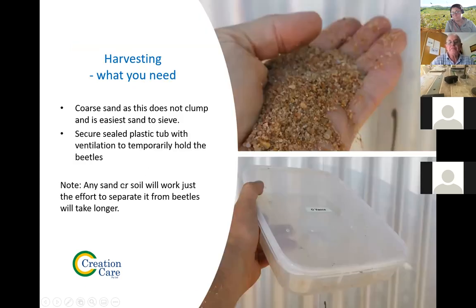You also need some sand, or we use coarse sand for our trap because it does not clump and it's easy to sieve. And you need a container with some holes in it to put the beetles in when you harvest. Any soil or sand will work. It's just that some of them are a bit gluggier and harder to work, and they're harder to get through the sieve. So you can use anything you've got, but we find we've got this coarse sand which flows fairly freely, and that's good for harvest.